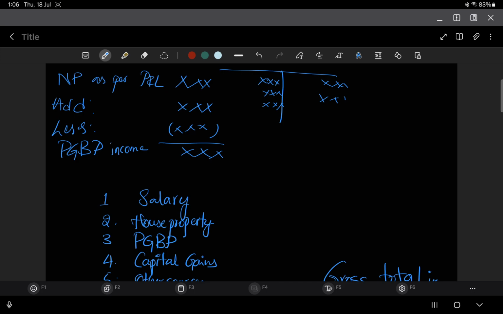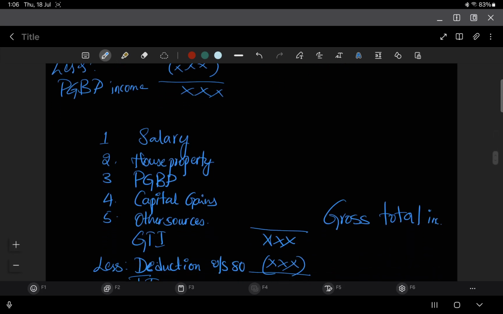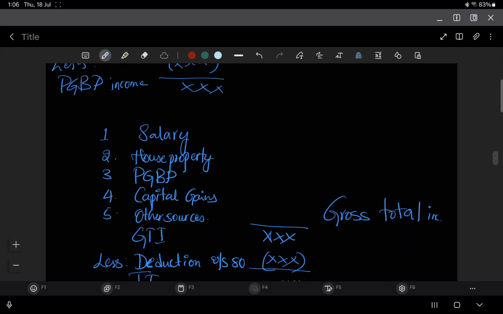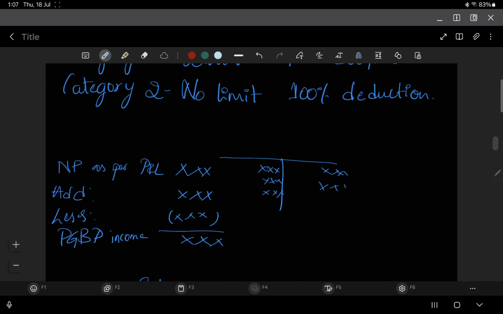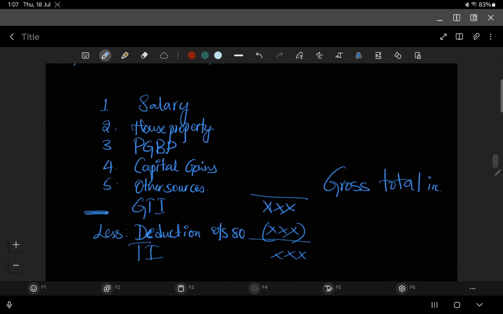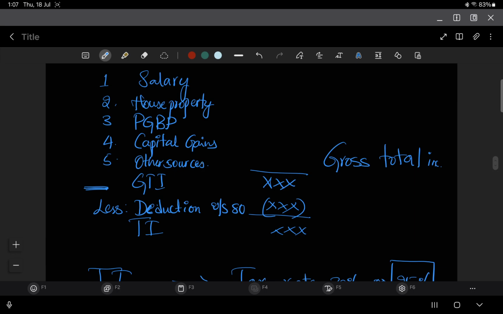Till here we have already studied in partnership as well as your normal IT class. Once this is done, what do I do? If in the question they have asked you to find out what is the gross total income, you're going to do till here. That is all 5 heads of income you will consider. PGBP income you have already calculated. Salary, house property, if there is anything that is given in this P&L account, there will be data about it. So you will be taking all the heads of income here. After taking 5 heads of income, the final amount that I get is called as gross total income.